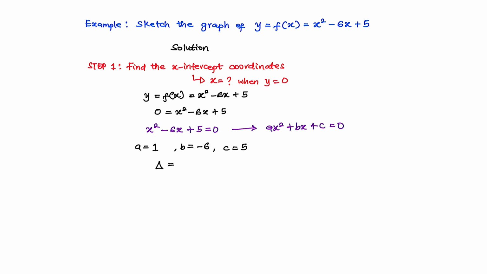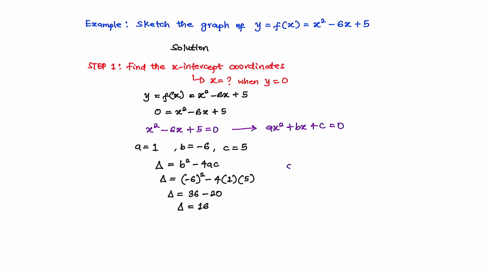The discriminant delta equals b squared minus 4ac. Solving for delta, delta equals b squared, which is minus 6 all squared, minus 4 times 1, a is 1, and c is 5. Hence, delta equals minus 6 all squared is 36, minus 4 times 1, that's minus 4, and then minus 4 times 5, that's minus 20. So delta equals 36 minus 20 will give us 16. So that means our discriminant is 16.